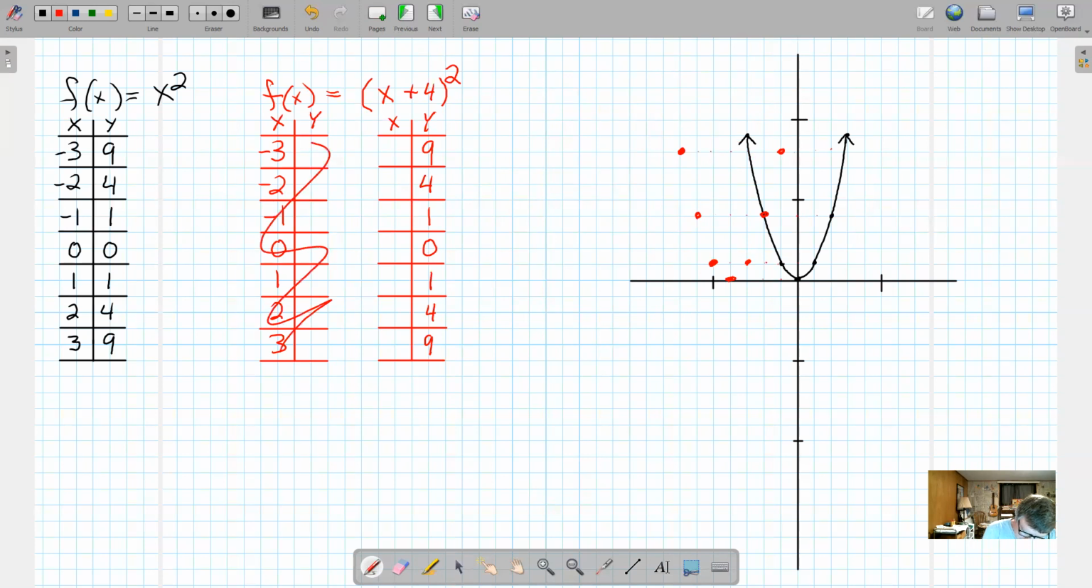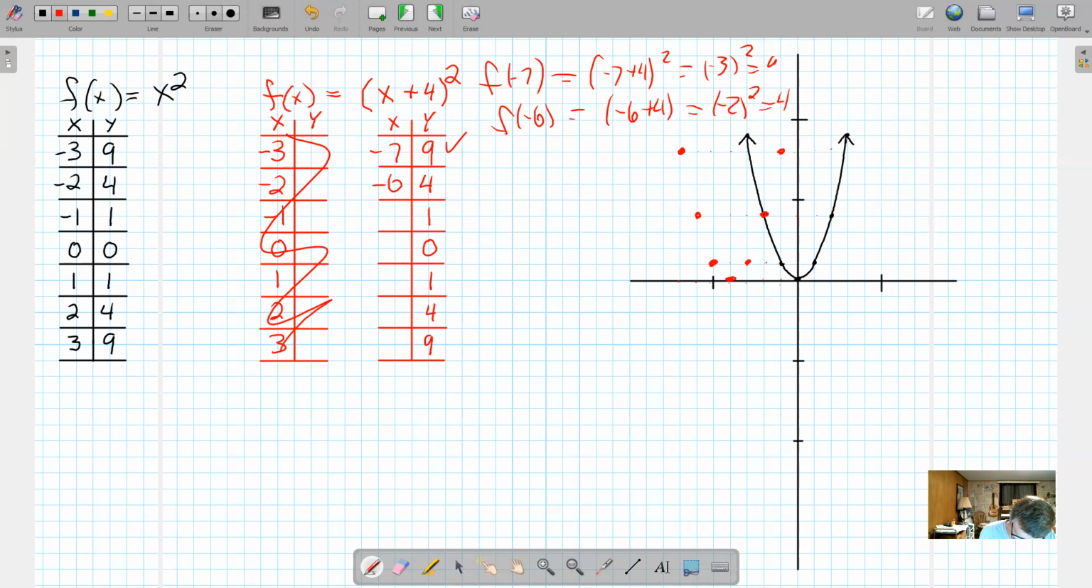So let's forget about this and let's look at this thing here. It looks like 1, 2, 3, 4, 5, 6, 7. So negative 7, 9. Is that correct? F of negative 7 equals negative 7 plus 4 squared, which is negative 3, the quantity squared, which is 9. Bingo. All right, negative 6, 4. Let's see if that's true. F of negative 6 plus 4, negative 2, the quantity squared is 4. Bingo, etc., etc. Okay. Negative 5, negative 4, negative 3, negative 2, and negative 1.